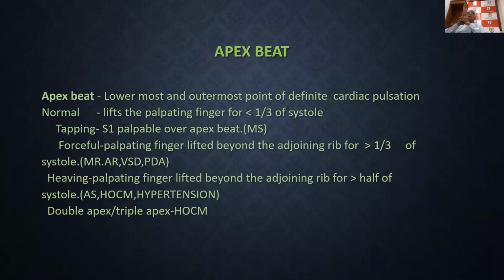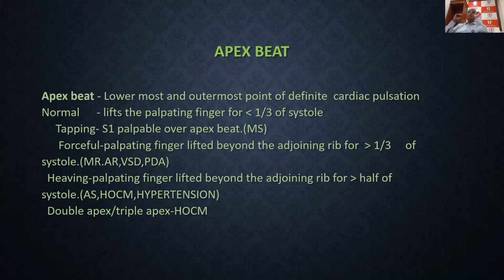We like to describe an apex beat as normal, tapping, forceful, heaving, or double or triple apex beat. A tapping apex beat is one where the first sound is palpable over the apex beat. A very distinctive feature of mitral stenosis. And a forceful apex beat is one that lifts the palpating finger beyond the level of the adjoining rib for more than a third of systole.